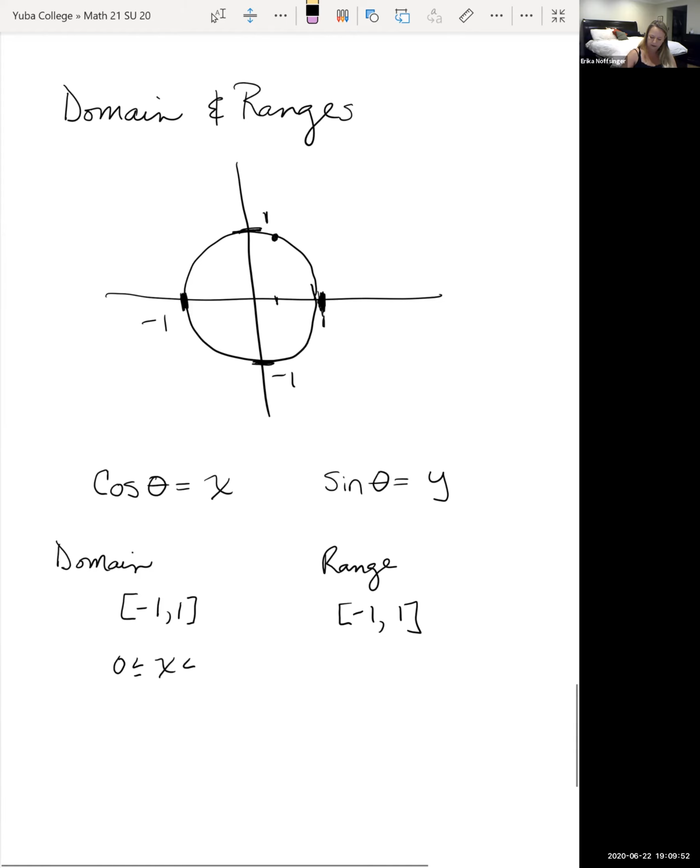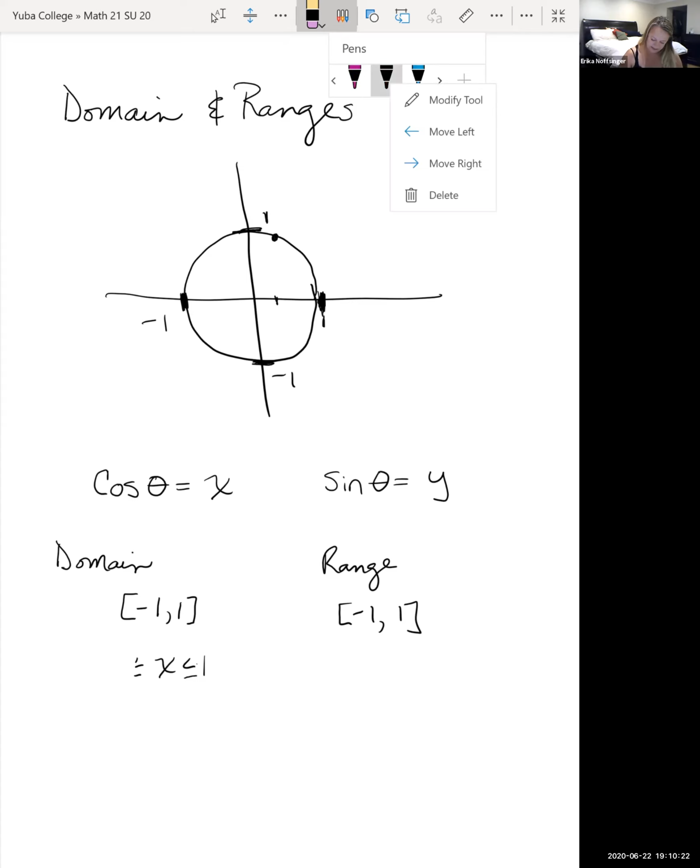And same thing for the range, y. -1 is less than or equal to y is less than or equal to 1.